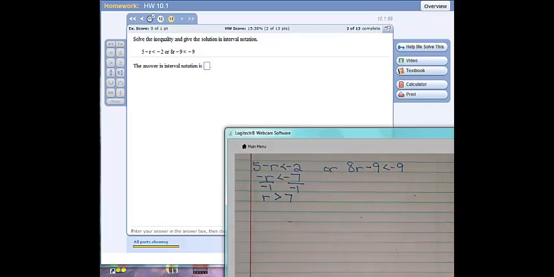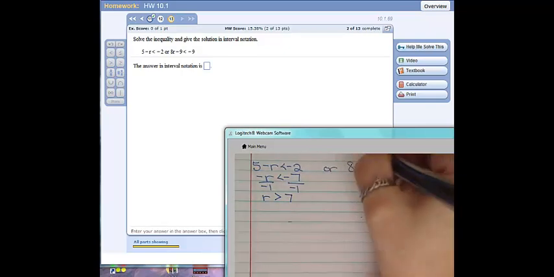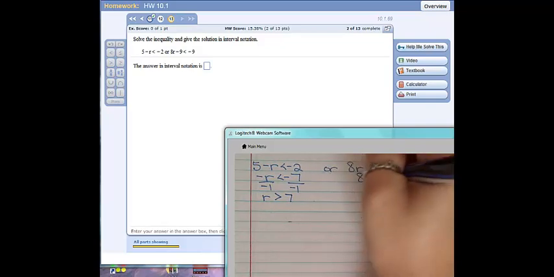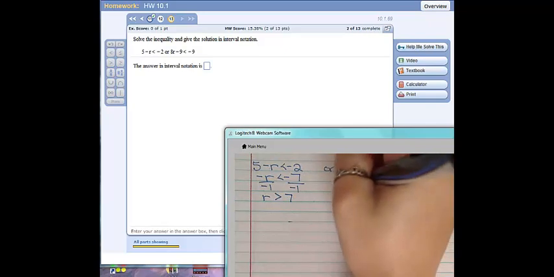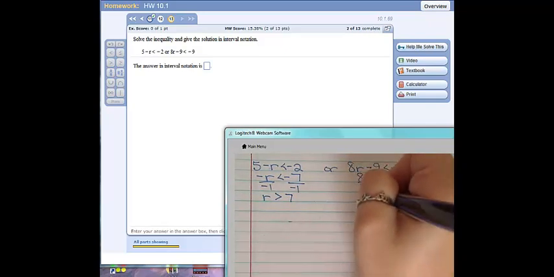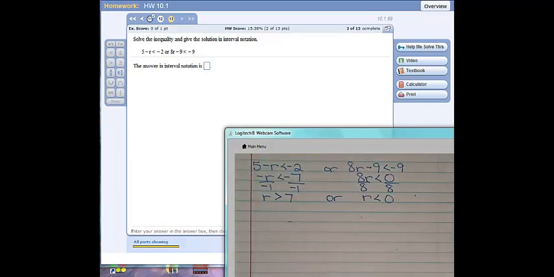Okay, and then over here, I need to get my r by itself, so I'm going to add 9 to both sides, which will give me 8r is less than 0. Divide by 8, divide by 8, and you get r is less than 0. And don't forget that or in there. So we have either r is greater than 7 or r is less than 0.